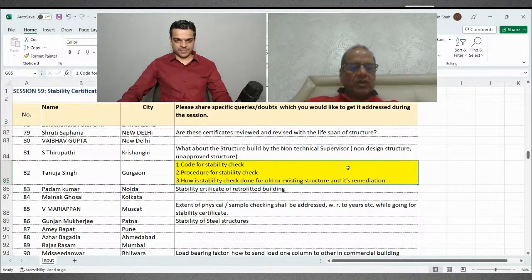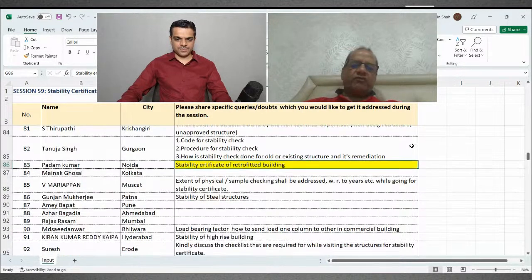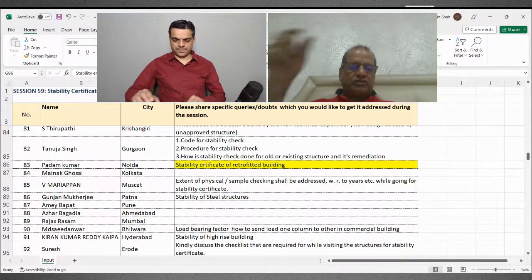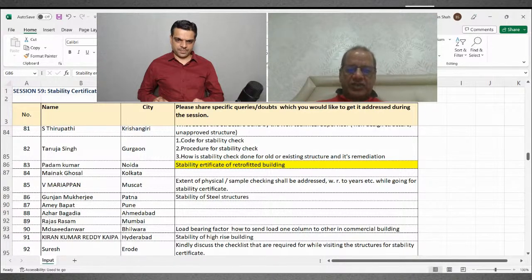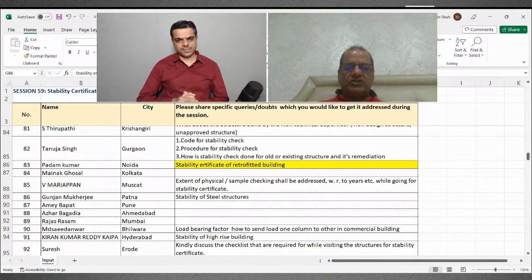Stability certificate of retrofitted building. Yes. It should be very carefully issued. First you describe the building and then what was the need or the objective of retrofitting. It should be very clearly mentioned. Height change, any internal change, aging, usage change, that should be very clearly mentioned. Then you should say retrofitting has been done.